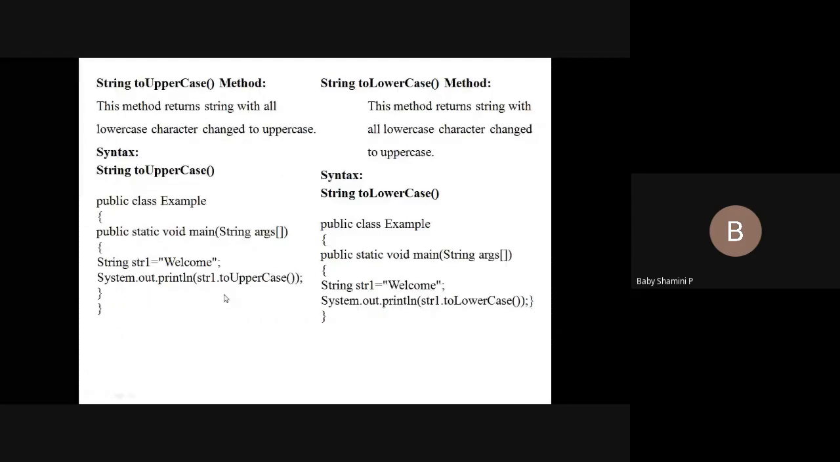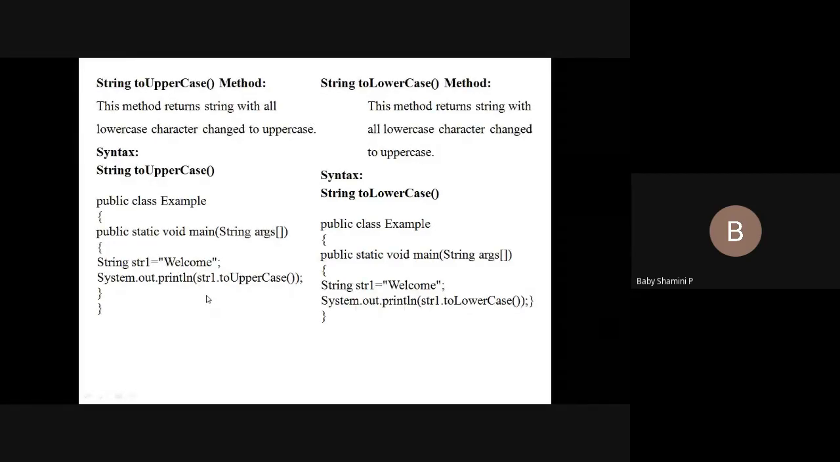So next one, uppercase and lowercase methods. If you want to perform the uppercase operation, we use object name dot toUpperCase of. Here the object name is str1, so str1 dot toUpperCase. It converts all the lowercase letters into uppercase letters, so the output is WELCOME in capital letters. And the toLowerCase method converts all the uppercase letters into lowercase letters. Here W is a capital letter, so it converts all the capital letters into small letters and displays the answer as welcome.